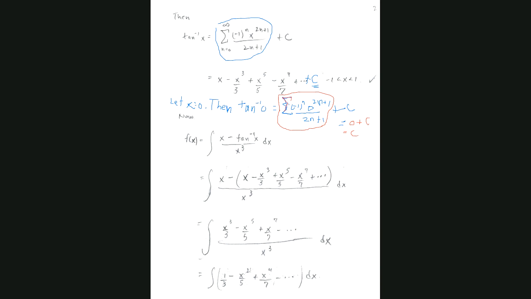So c, then, is the arctangent of 0. And what's the arctangent of 0? Zero. And so this constant here equals 0. Are there any questions on that?